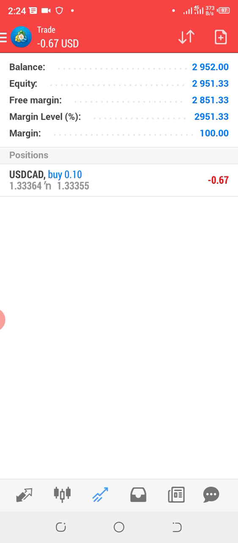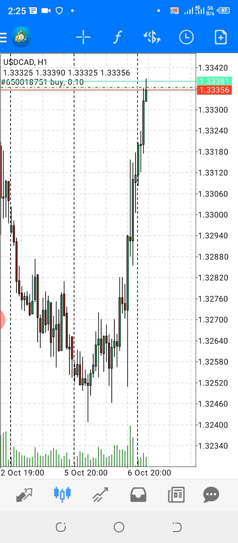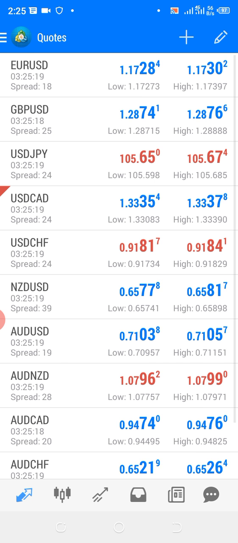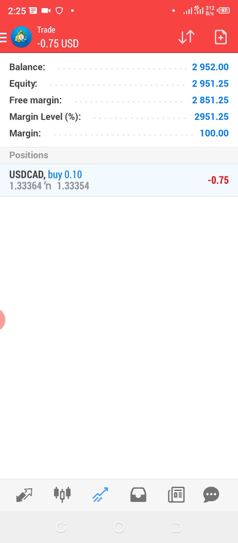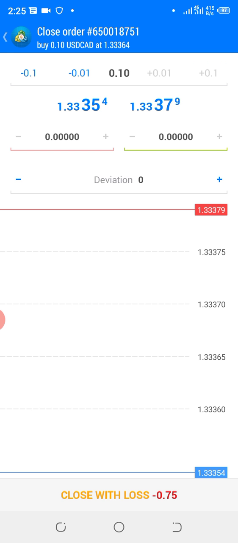Your free margin is the money still available to trade after you open a position, while your margin level is the percentage of your margin still available. The higher the margin level, the better for you, while your margin here is your required margin. So for now, let me just stop here. Let me close this trade.